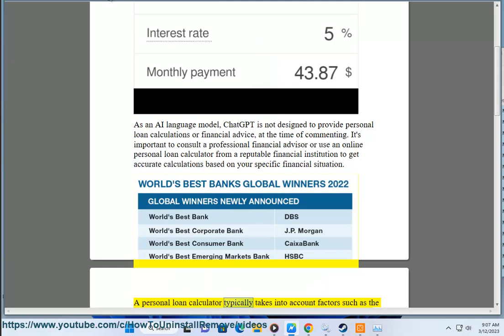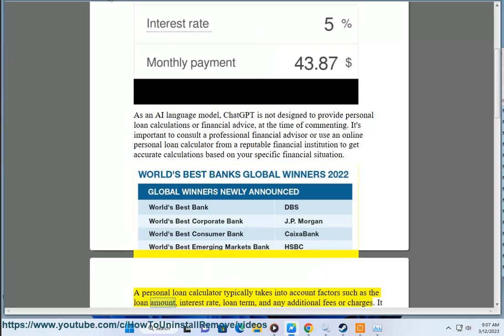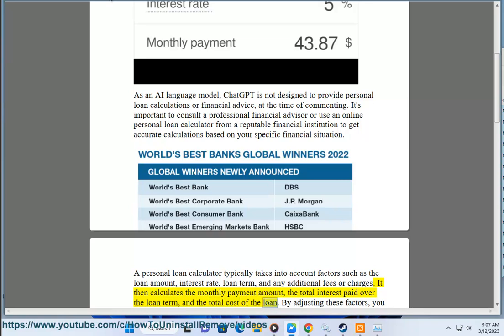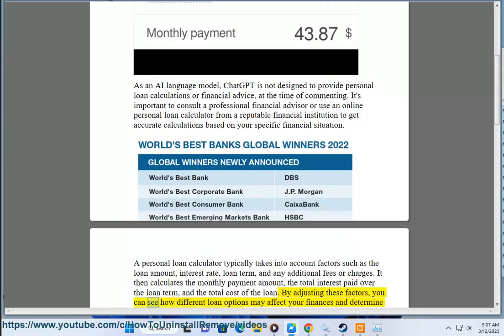A personal loan calculator typically takes into account factors such as the loan amount, interest rate, loan term, and any additional fees or charges. It then calculates the monthly payment amount, the total interest paid over the loan term, and the total cost of the loan. By adjusting these factors, you can see how different loan options may affect your finances and determine which loan best suits your needs.